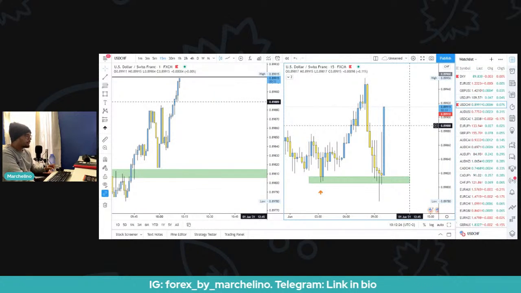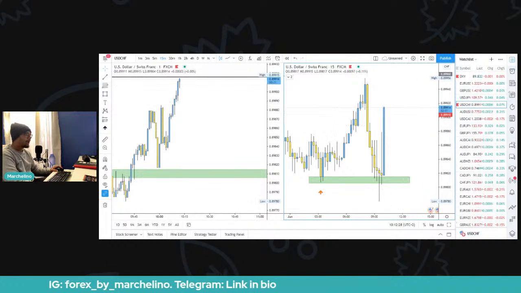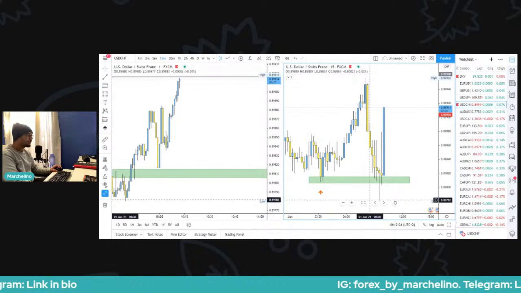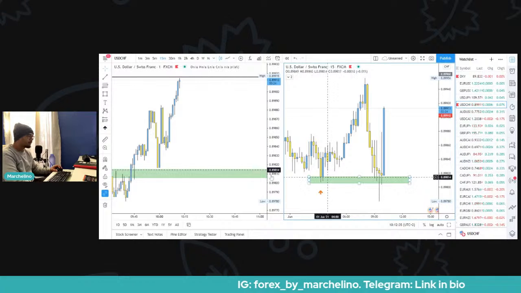How on earth is a 15-minute candle doing this? How? What the hell is going on here? Like, how is it possible that this is happening?